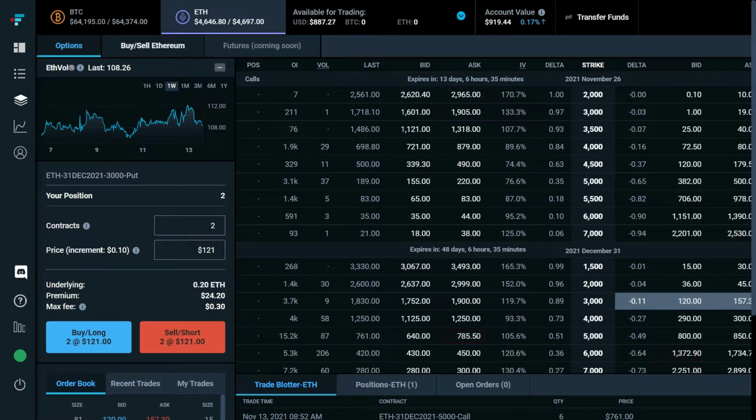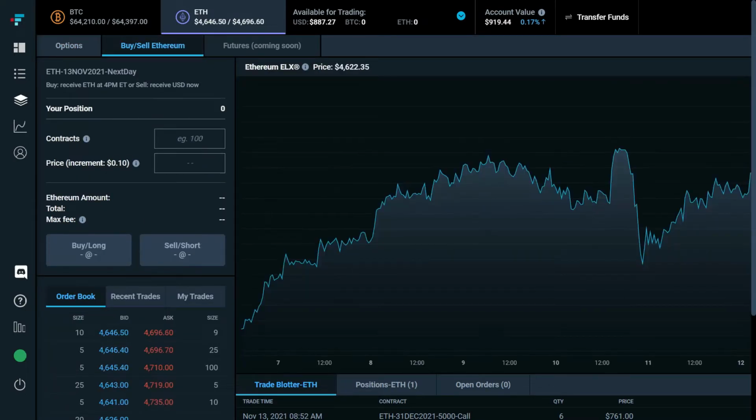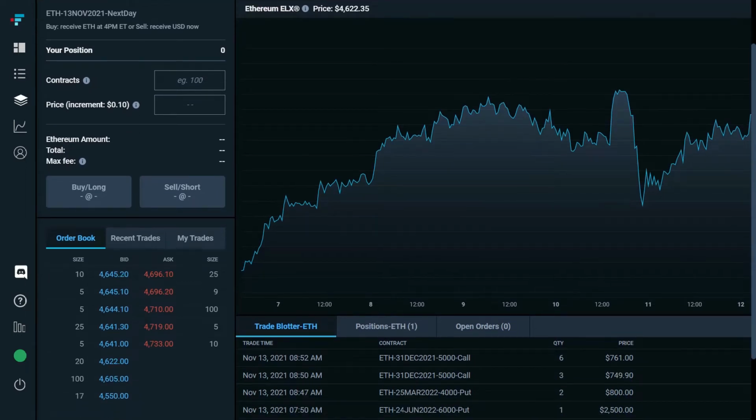And so if you want to buy ETH coins instead of options contracts, then you just come to the buy sell screen, and you have to buy them via contracts, but it's the same thing. It takes 10 contracts to buy 1 ETH, and this is the price for 10 contracts. So you can buy 1/10 of a coin.